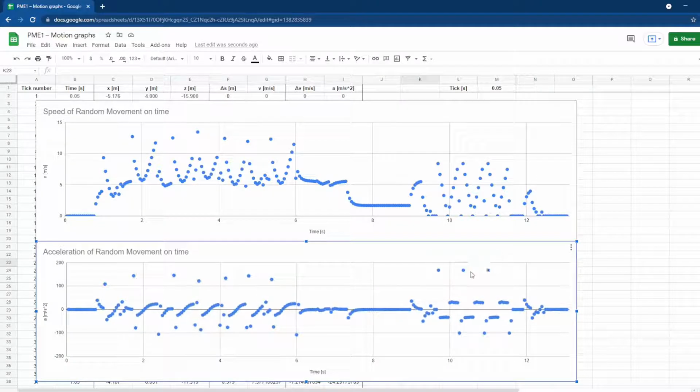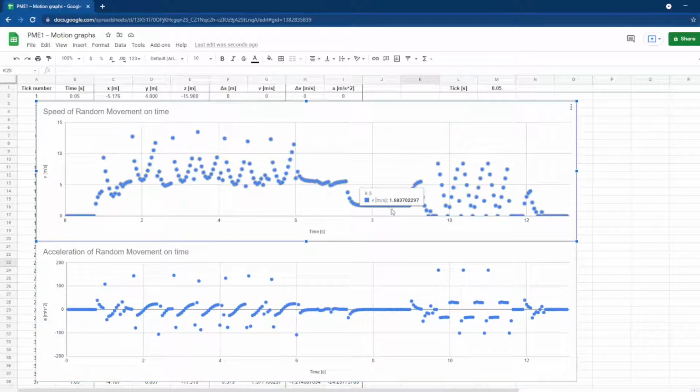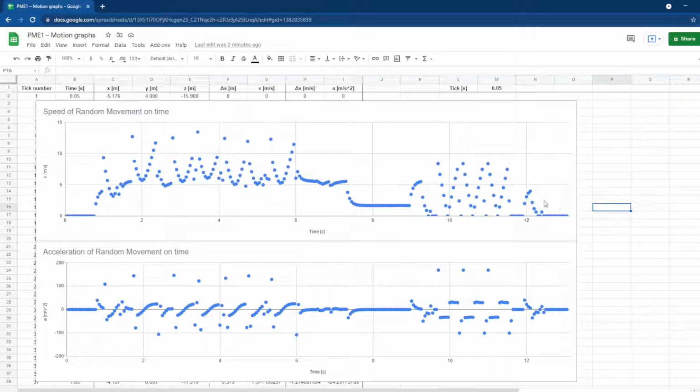These high peaks are jumping, and that's about 15 Gs even, 13, 14 Gs. These ones right here, 17 Gs when you're standing still and just jumping. We can also see the speed of sneaking, which is about 1.68 meters per second. All right, so that's the two graphs for speed and acceleration for the random movement.